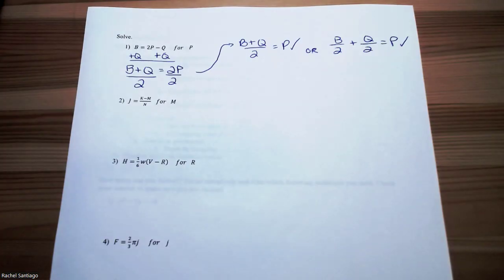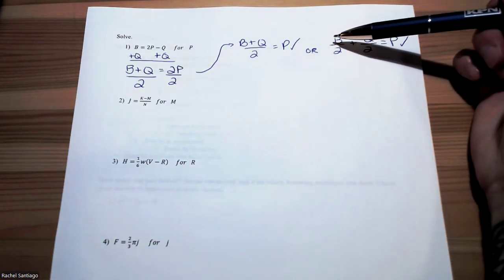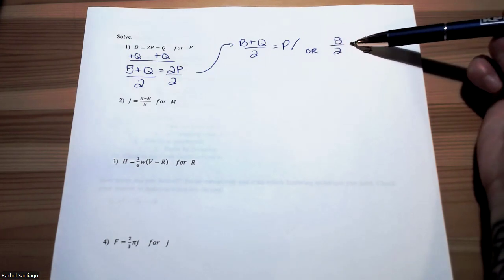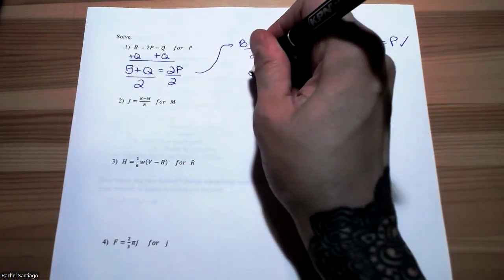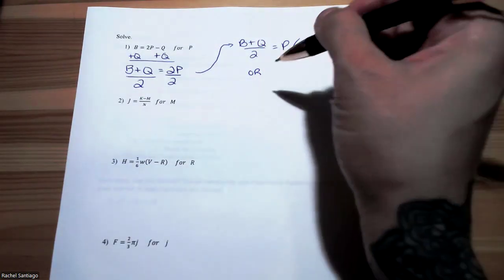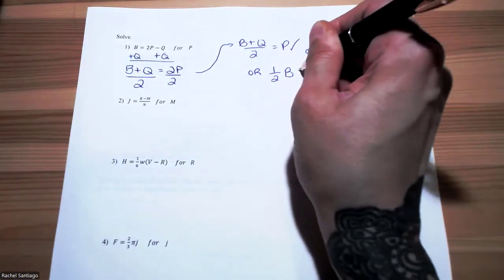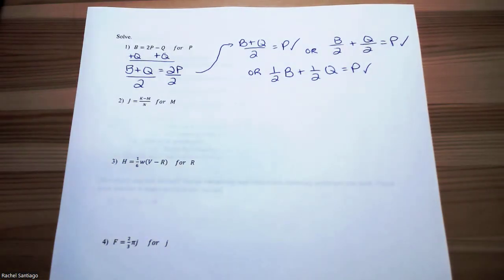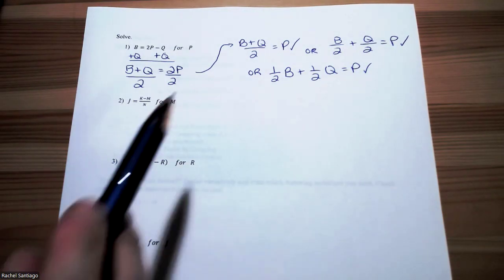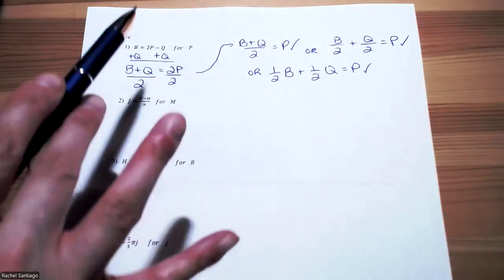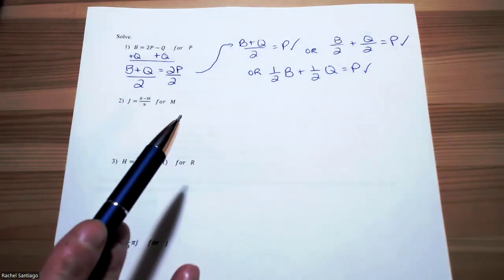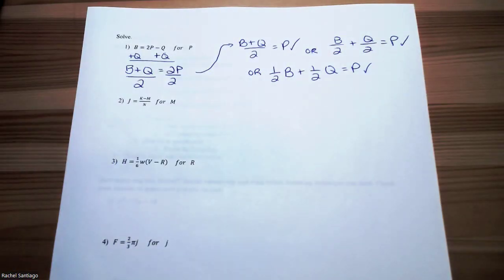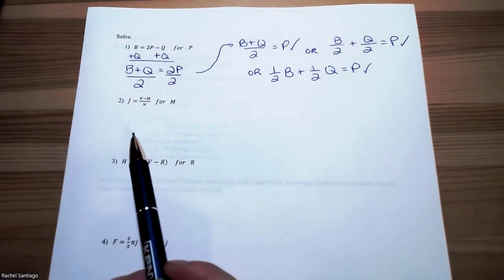And then lastly, the coefficient in front of this b right here is a 1. So technically this is 1b over 2 plus 1q over 2, which means our final representation can be 1/2 b plus 1/2 q is equal to p. So I want you to play around with this and consider that these are all definitely equivalent. They're all the exact same equation. They're just written a little bit differently. And I want you to be able to do exactly that. Cool. Let's take a look at number 2.